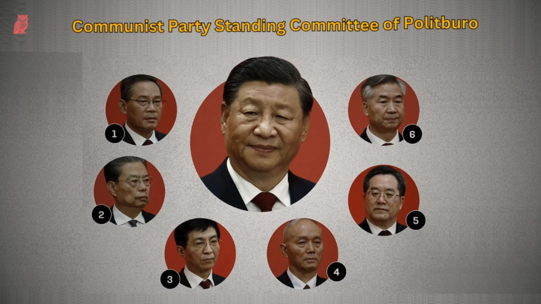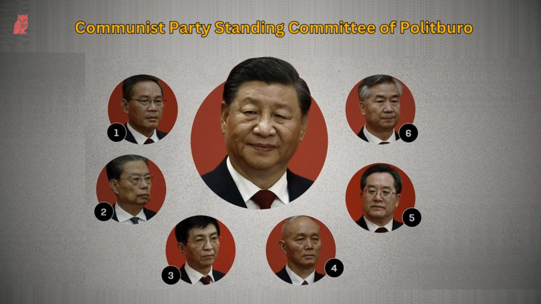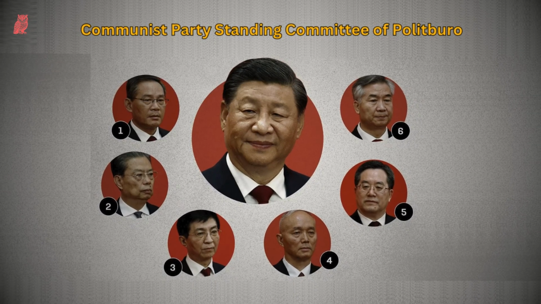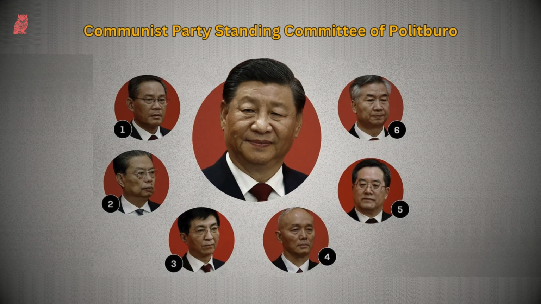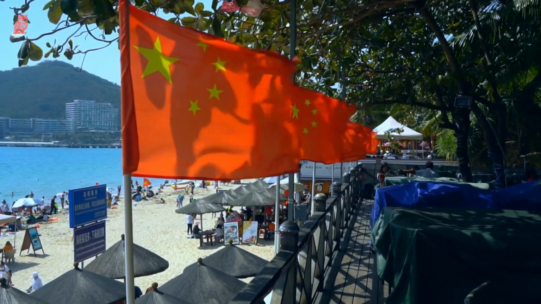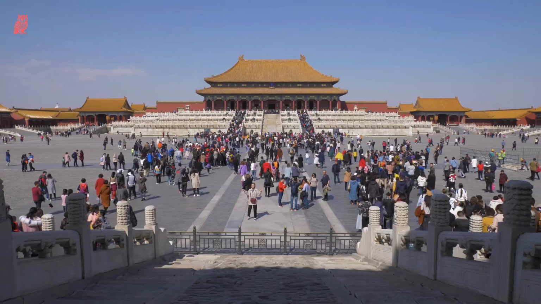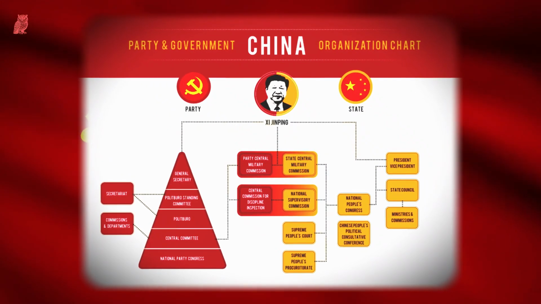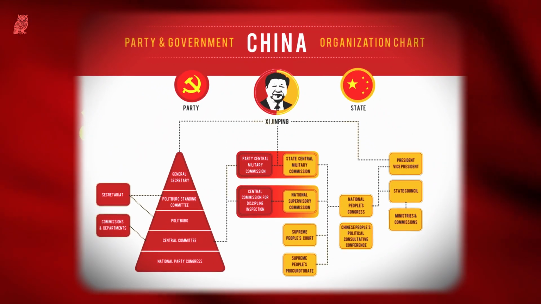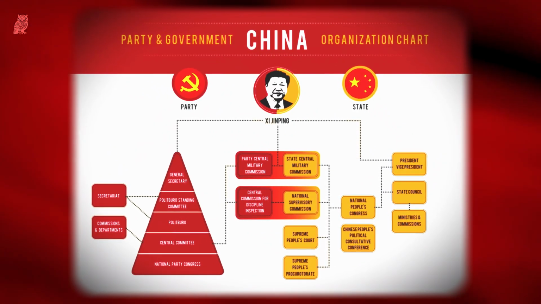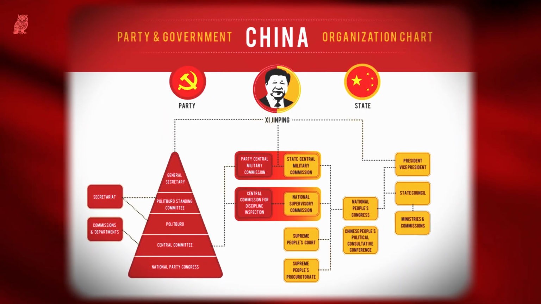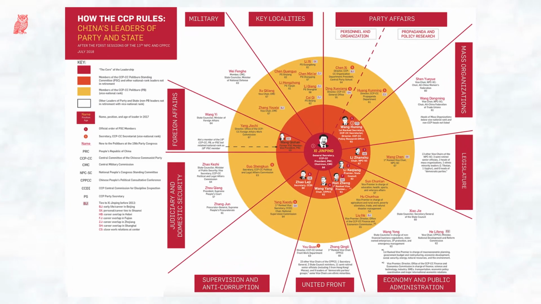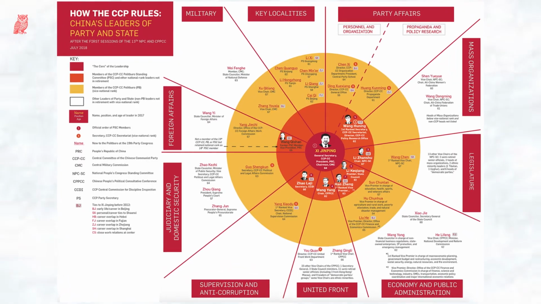Above the Politburo is the 7-member Standing Committee, the party's most powerful group. These 7 individuals, including the General Secretary, hold the ultimate authority over the country's political, economic, and military affairs. The General Secretary is the most powerful person in China, holding 3 key positions simultaneously: head of the Communist Party, head of state, and chairman of the Central Military Commission. This concentration of power allows the General Secretary to act as the country's paramount leader.